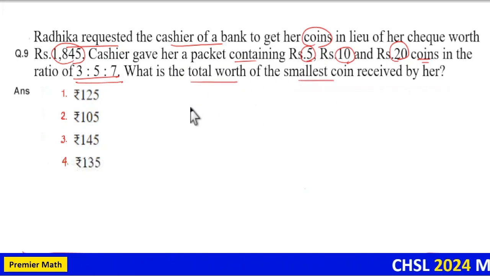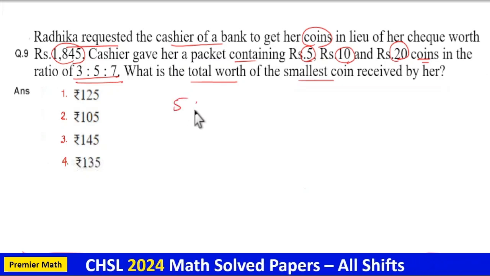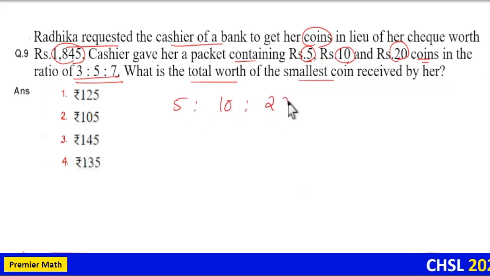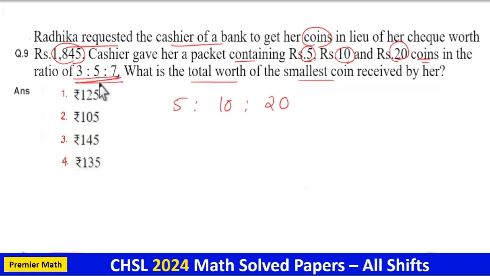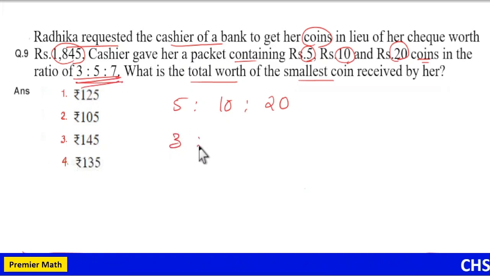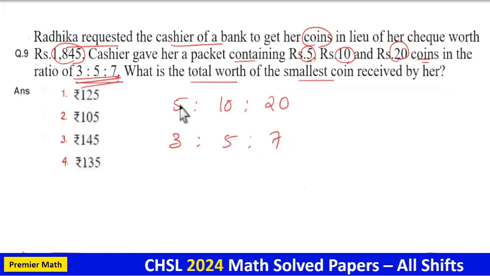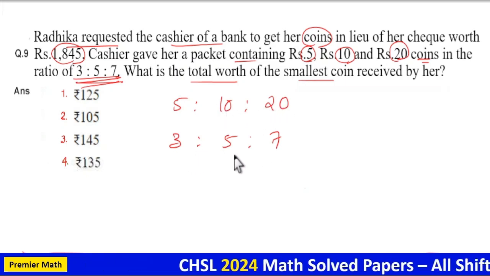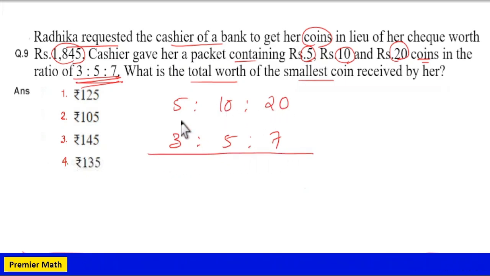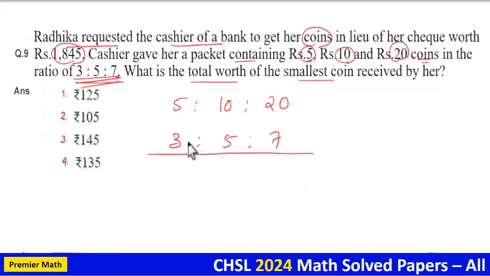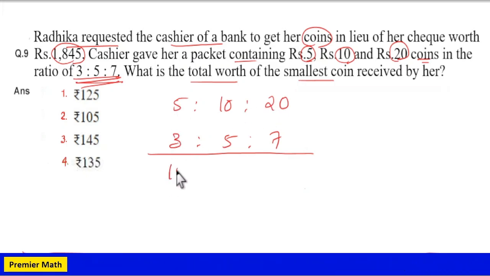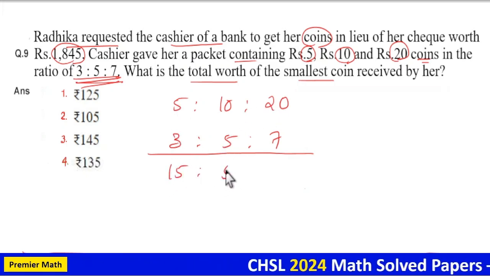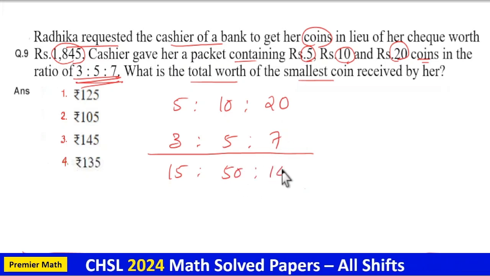Here coins received by her are in the denomination 5 rupee coin, 10 rupee coin and 20 rupee coin. Now number of these coins are in the ratio 3 is to 5 is to 7. Which means total value of 5 rupees, 10 rupees, 20 rupees coins are in the ratio 5 into 3, 15, 10 into 5, 50, 20 into 7, 140.